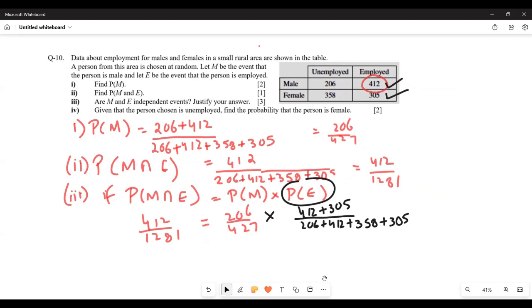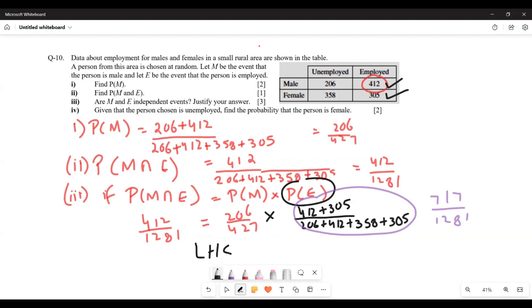So this becomes 717 over 1281. And the product, the left hand side would not be equals to the right hand side. So ये equal नहीं होंगे. So not independent.